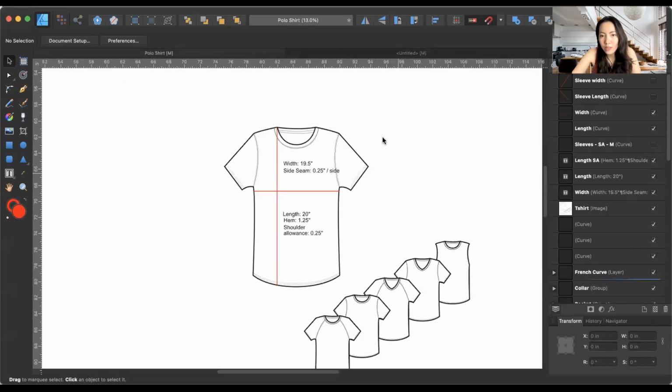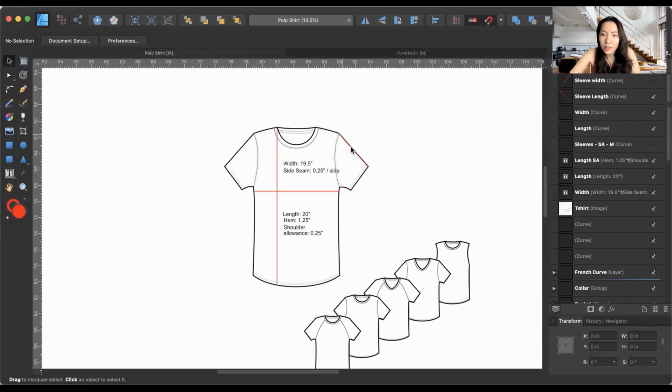For the sleeves, you're just going to need to take the measurement the same way. So you're going to get the length. The length is from the seam between the shoulder and the sleeve, just right here.